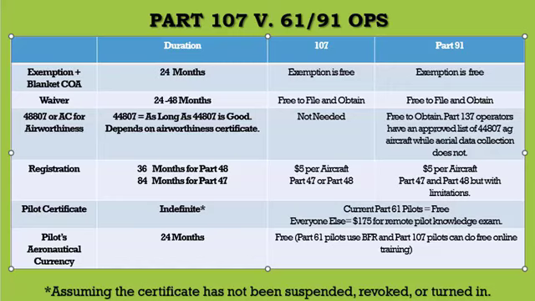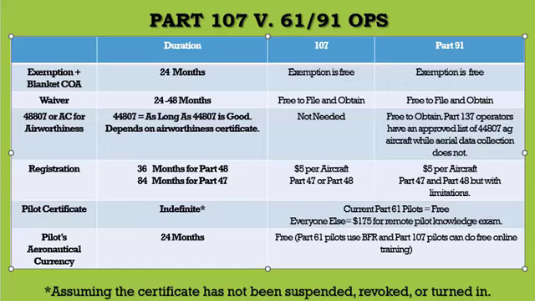So let's compare and contrast 107 versus 6191 ops. The exemptions last 24 months. They're free to obtain under 107 or Part 91. They're both free. If you do a waiver, they last typically 24 to 48 months. They're free to file and obtain for under 107 or 91.